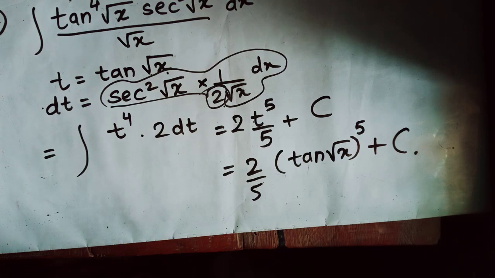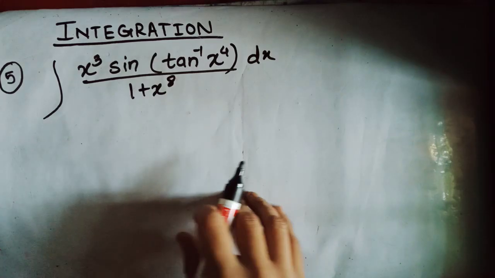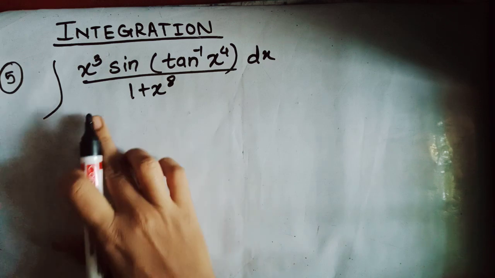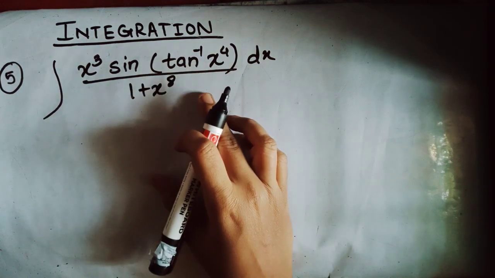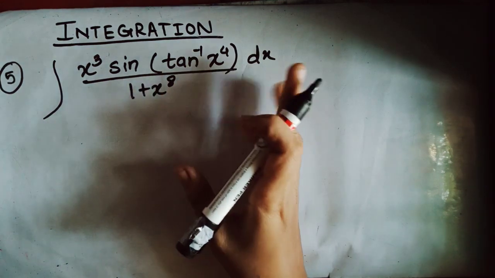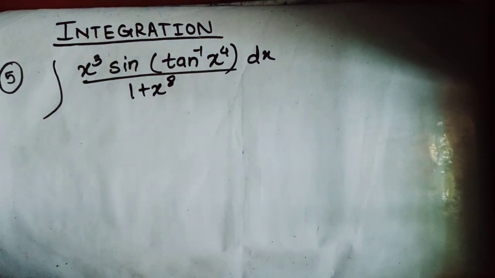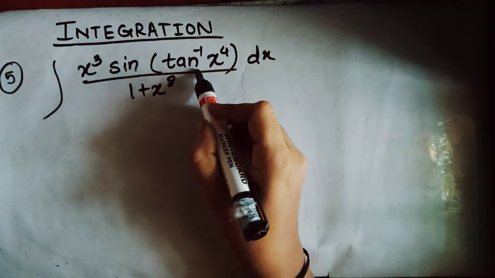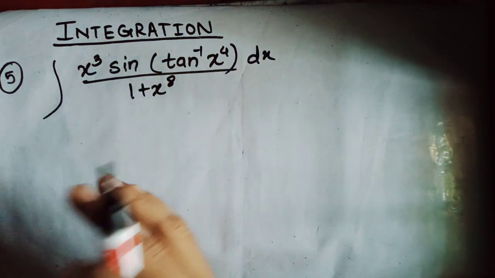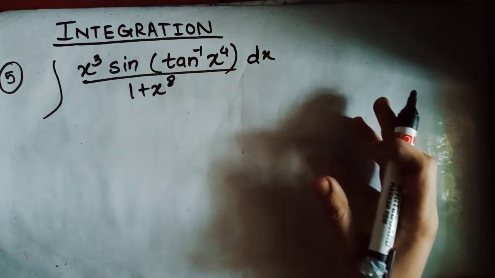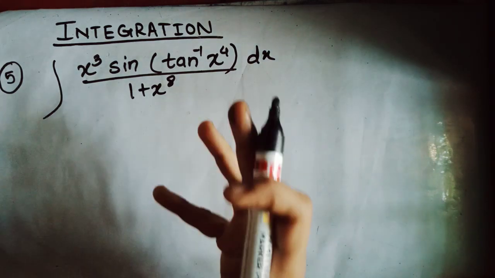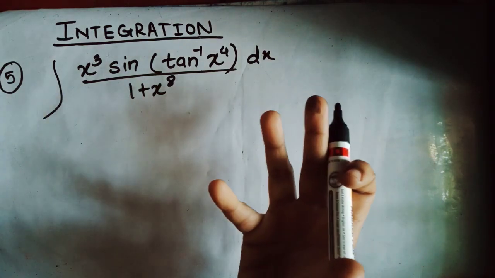Okay, let's solve this. So integral x cube sin tan inverse of x raised to 4 upon 1 plus x raised to 8 dx. Okay, first you decide which term you have to take as t. So mostly we take the term which is in the bracket or which is inside a function, so that it becomes easy for us to evaluate it.